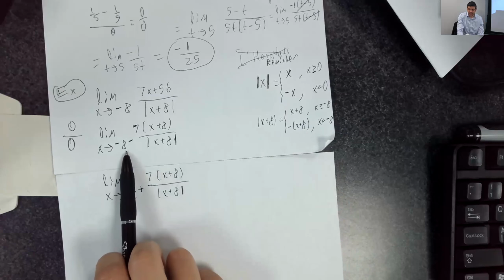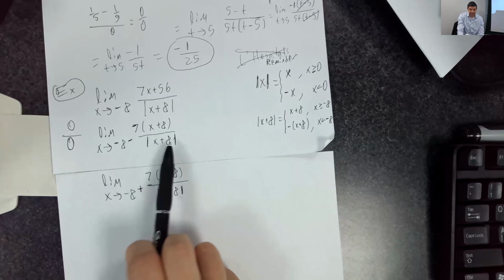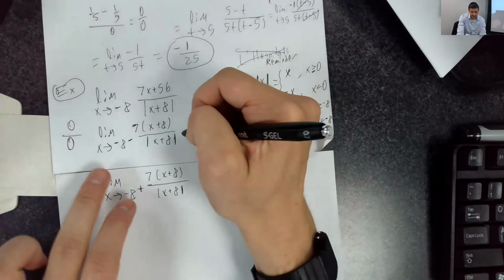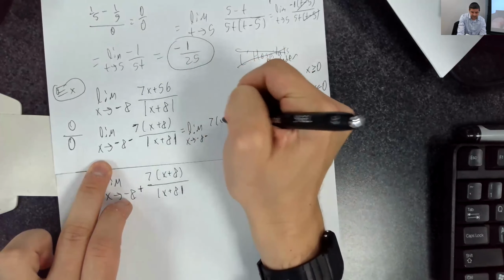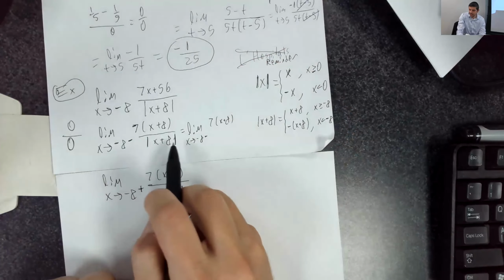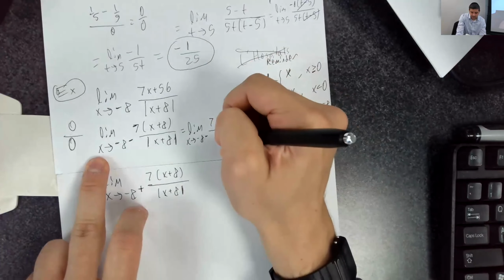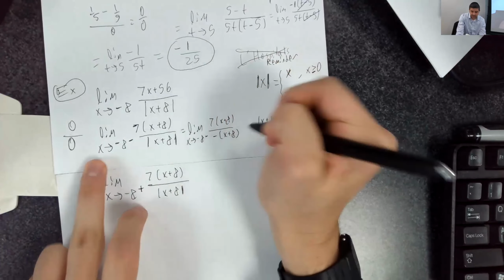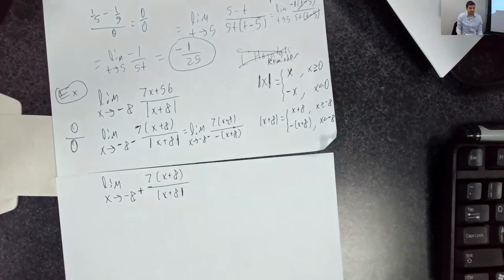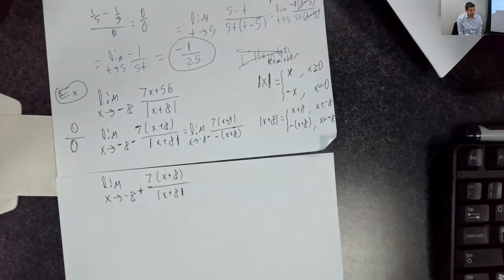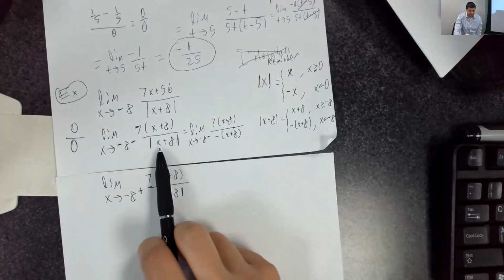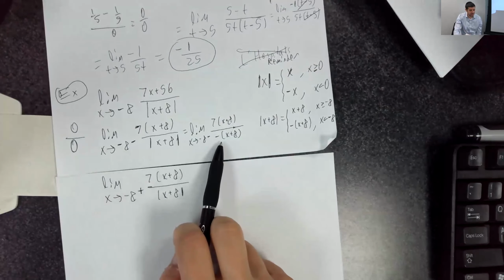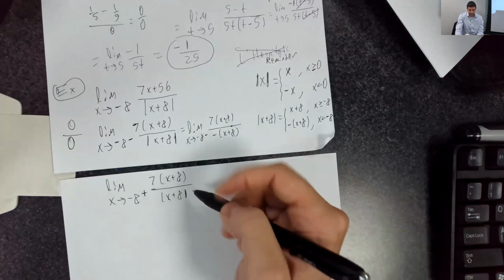So if you're looking at numbers to the left, that means x plus 8 is a negative number. So this is the limit as x goes to negative 8 from the left, 7 times (x plus 8). But since x plus 8 now is a negative number, the absolute value will be negative (x plus 8). So this gets rid of absolute values for you. Left of negative 8 makes x plus 8 negative, so its absolute value is the negative version. Just so you could see the difference.